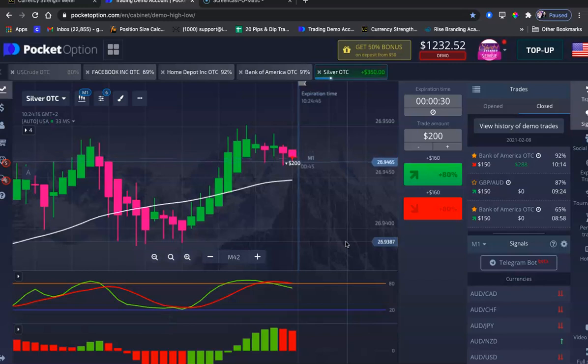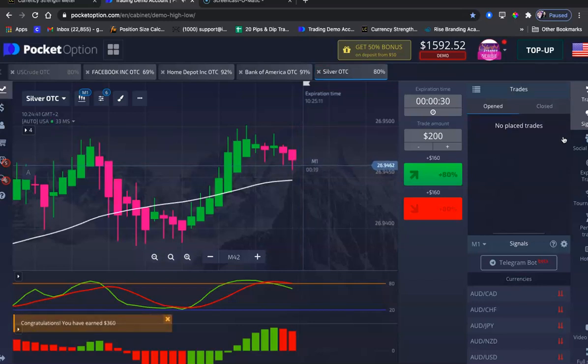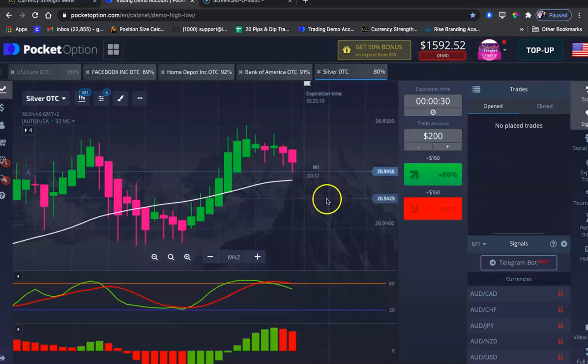Just for the heck of it. So far we are winning this trade. It's staying below our entry point. We've got $360 on the line. Can I make $360 in the next 30 seconds? 5, 4, 3, 2, 1. Yes, that is a wrap, you guys. $360. My total amount is $1,592.